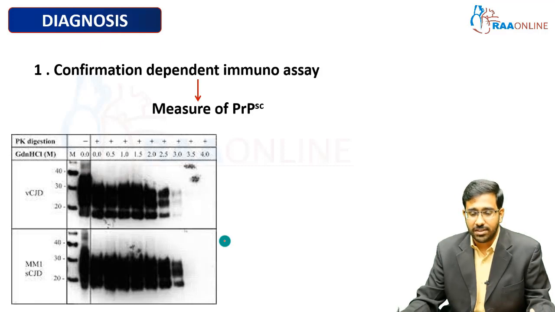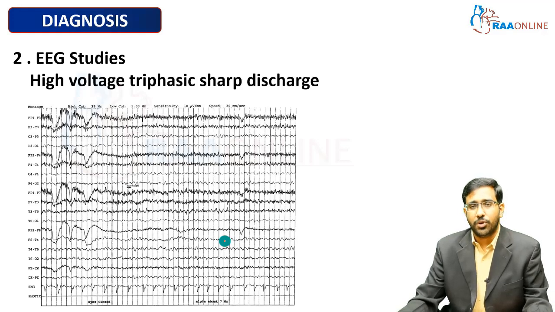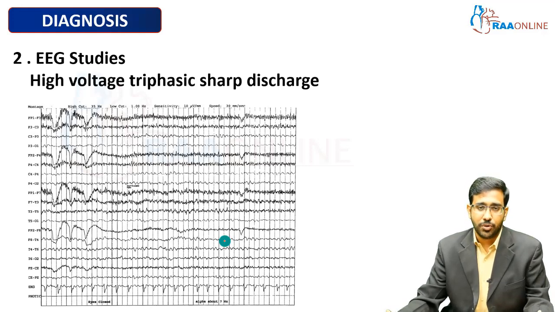for detection and measurement of PrPSc. The second thing is going to be the resting EEG. Here we are going to measure the EEG, and in patients who suffer from prion infection, there is going to be something called high voltage triphasic sharp discharge. Whenever we have an EEG which shows high voltage triphasic sharp discharge, and the patient has a neurodegenerative type of illness, we can suspect prion infection.